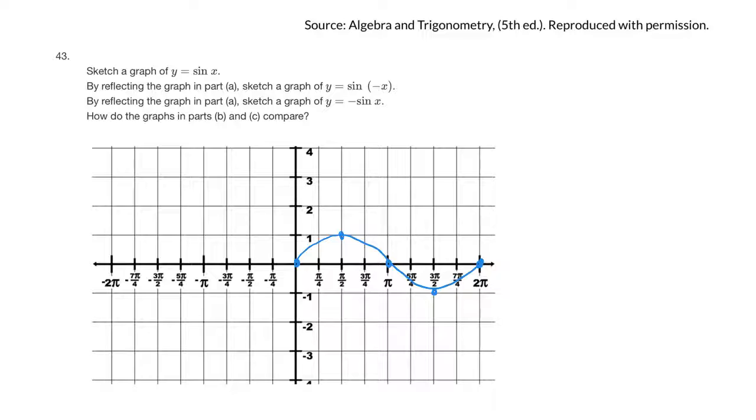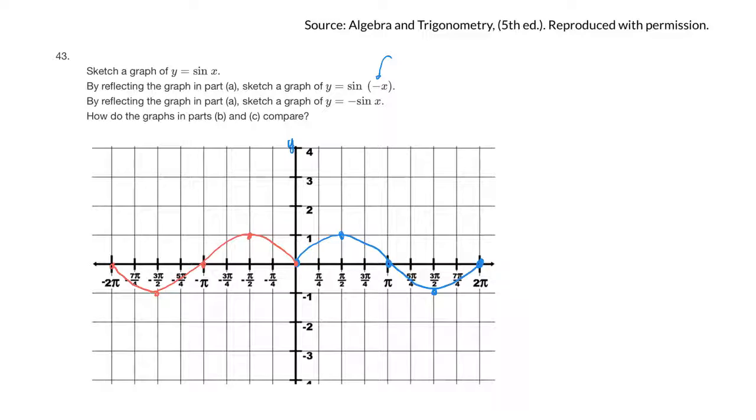Then they say, by reflecting the graph, sketch a graph of y equals sine minus x. So this one, if you're looking at transformations, that's a b value, and that reflects things on the y-axis. So instead of going up and to the right, this graph would start at the same spot, but it's going to go up to the left, and down, and down, and up. So that graph would look like that.